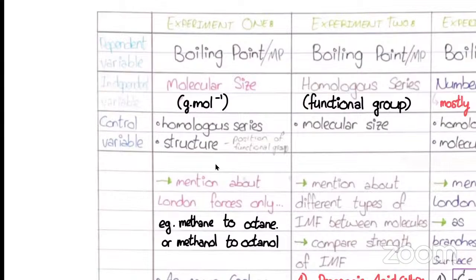I think maybe what I'm going to try and do is redo these notes in a bit of a better structure. I'd like to put the independent variable first now, so it makes more sense and distinguishes experiment 1, experiment 2, and experiment 3. So the independent variable is molecular size. That's the one that's changing. The dependent variable is boiling point. So the boiling point and melting point are being affected by the change in molecular size. The control variable is homologous series. Remember, the control variable is what you need to keep the same in order to keep a fair experiment.